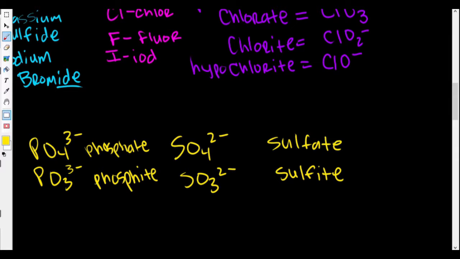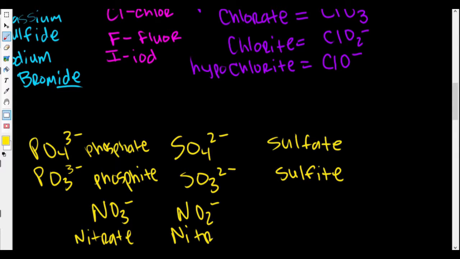Trying to think of any other ones that you might come across that follow that pattern. NO3 minus and NO2 minus. So this is going to be nitrate. Got a wild guess as to what this might be? Yeah, you're right. Nitrite. Well, if you guessed. If you didn't, then I think you knew it anyways.